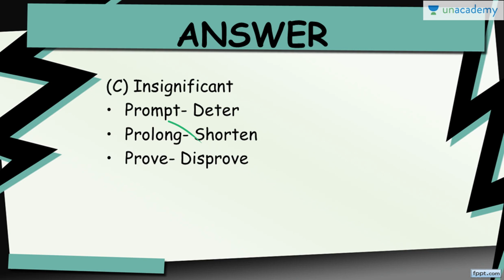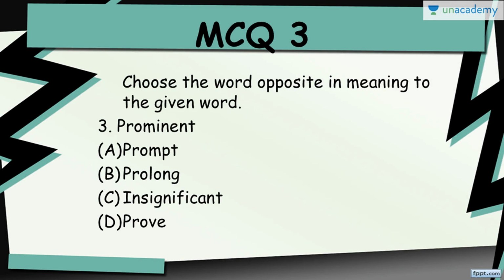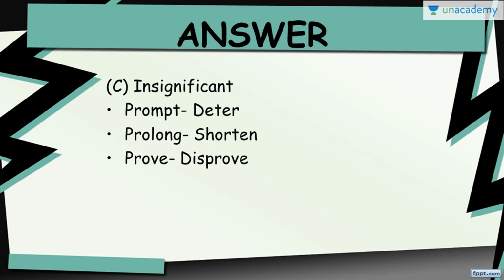Okay. Then the next one we have prolong. The next option which we had was prolong, but the opposite of prolong is shorten. Prolong matlab lamba khishna, stretching something, and shorten means making something short. Then the third option we had was prove. Prove means किसी चीज को prove करना, as we say साबित करना, and disprove means आप prove कर दो नहीं, this is not true. To prove something is prove, and to disprove something is to disapprove, right?